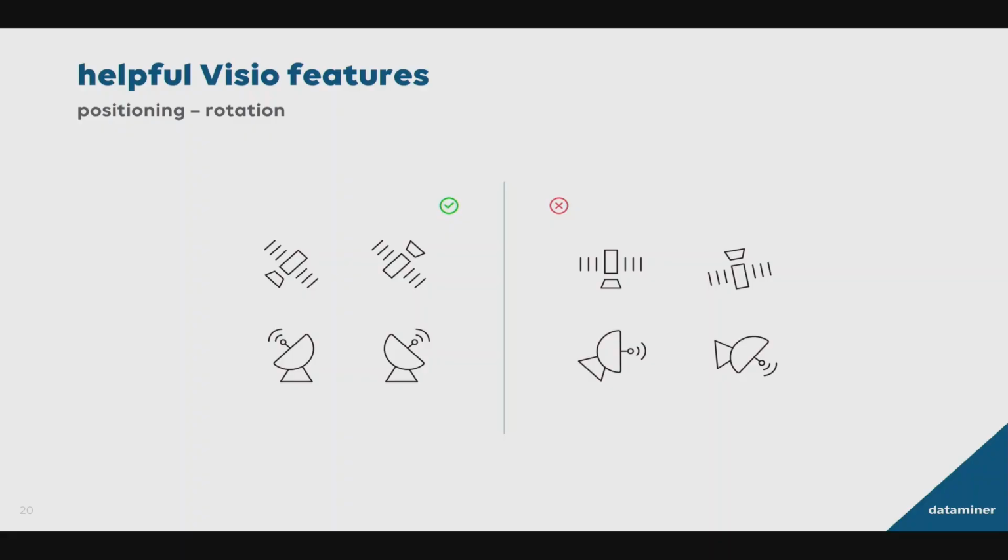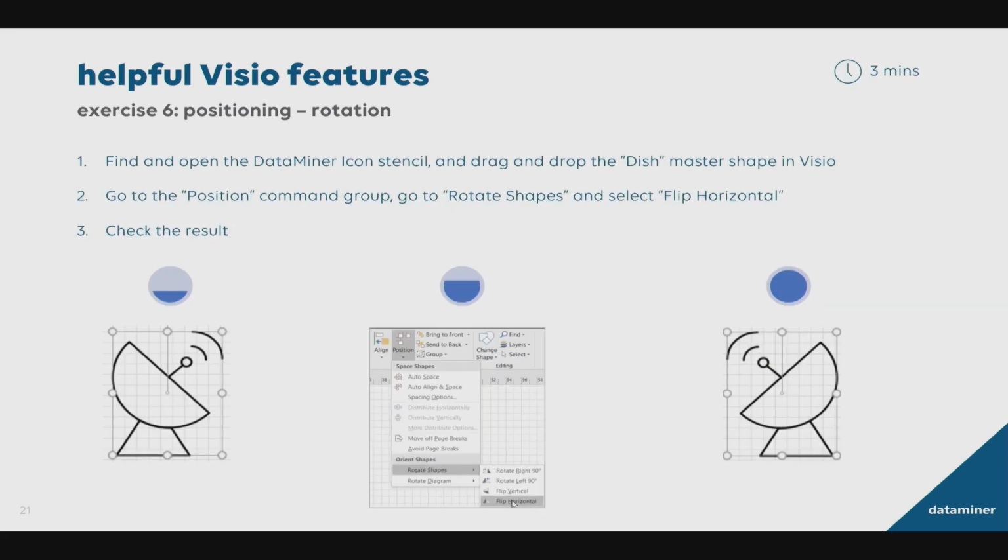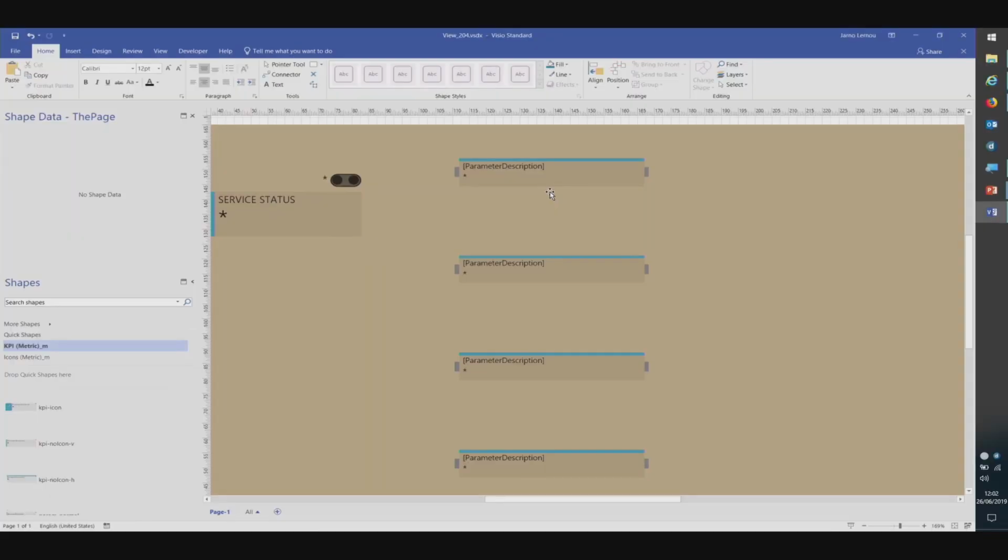Something that I very often see is icons being in not really realistic rotation degrees, like 6.5 degrees and stuff like that. If you want to make something professional, I suggest to only use 45 degrees or flip according to your needs. So again, it's something very simple, but also simple to configure in Visio.